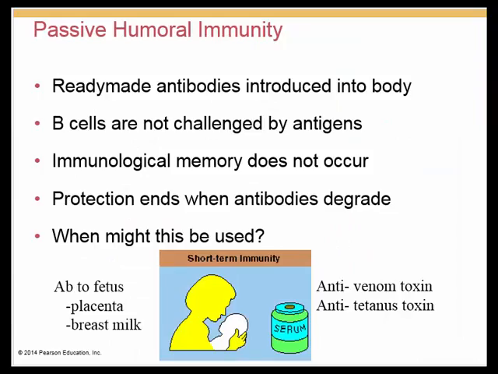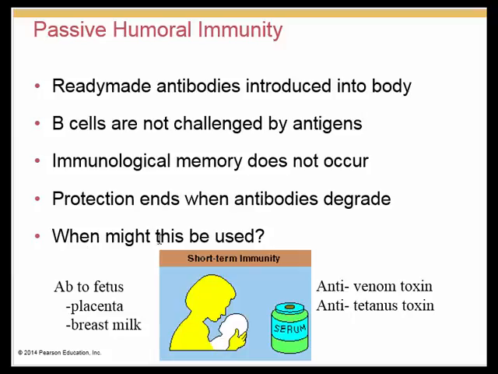Tetanus as well. So if we don't have active humoral immunity, we have the other branch, the passive humoral immunity. This is where our B cells aren't doing the work, but we are passively receiving antibody from somebody else or from an injection from the doctor that was created in a lab somewhere. So these are going to be ready-made antibodies, and they're going to be introduced to your body. So none of your B cells are being challenged. We don't have a primary or a secondary response going on here. There's going to be no memory cells created. So the protection is going to end when those antibodies break down and degrade.